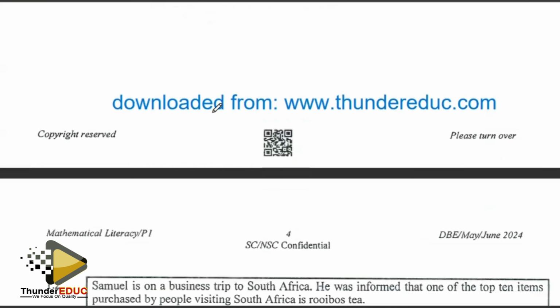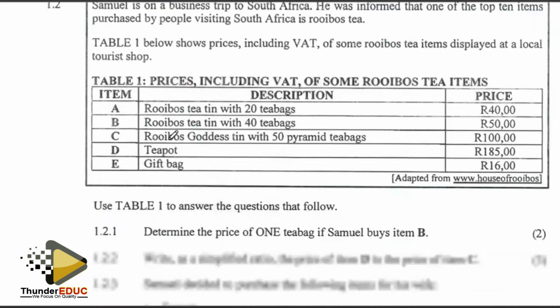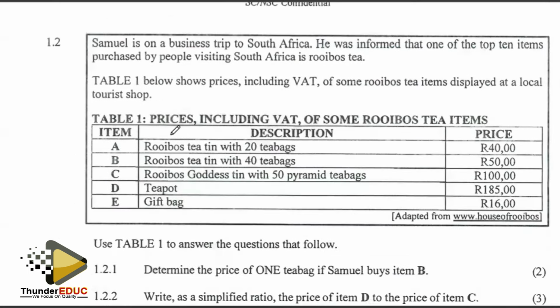All right, we go to the second question, which is 1.2. Samuel is on a business trip to South Africa. He was informed that one of the top 10 items purchased by people visiting South Africa is rooibos tea. The table below shows the prices, including VAT, of some rooibos tea items displayed at a local shop.